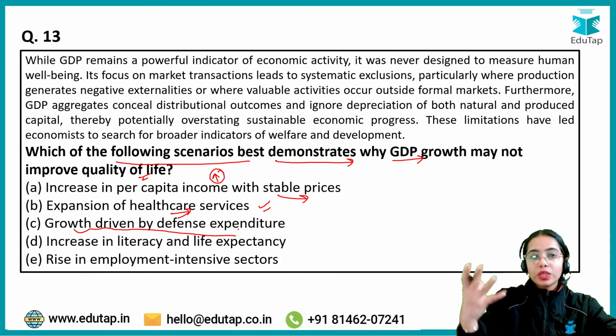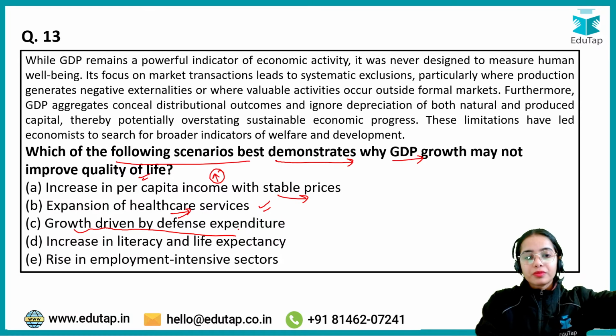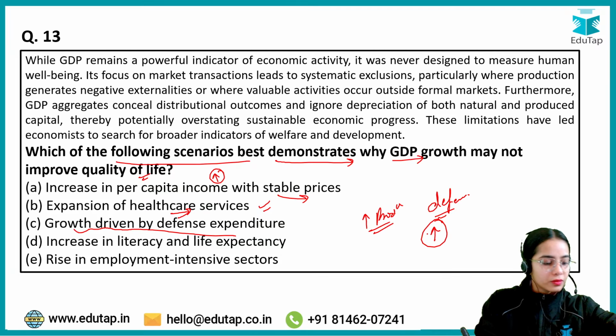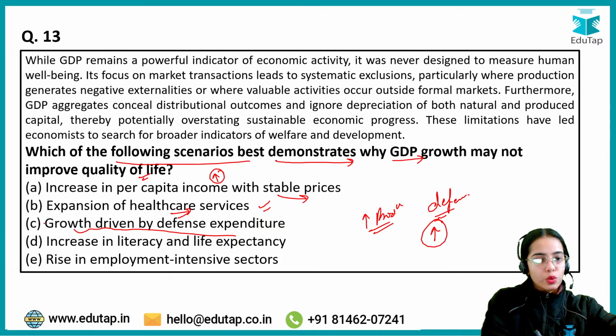If there is growth that is happening because of defense expenditure, you can understand that there is more production. There is more production of defense equipments. Is it improving the quality of life of the common people? So no. So C is the answer.